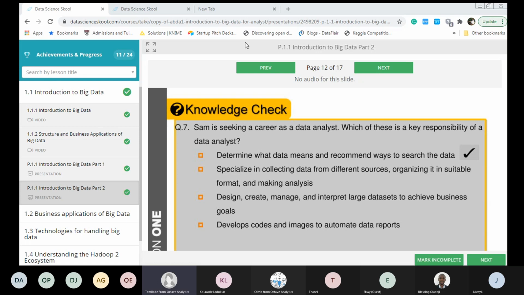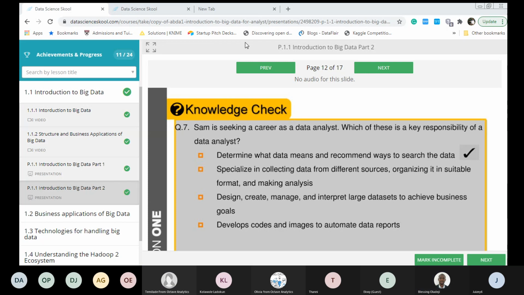So I'll choose design, create, manage, and interpret large data sets. That's the third option. Okay, thank you.